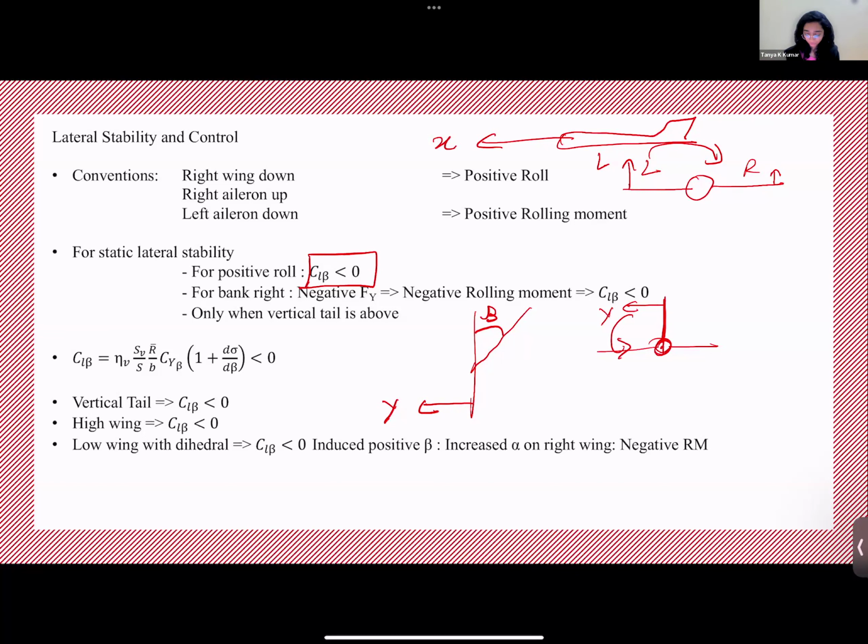Negative, correct. So that is why your CL beta is negative. Okay, so what are the components that contribute towards this vertical tail? CL beta is negative, we just saw that. For a high wing configuration, your CL beta is negative. And a low wing with a dihedral contributes towards CL beta negative. So these are the components that contribute towards lateral stability.